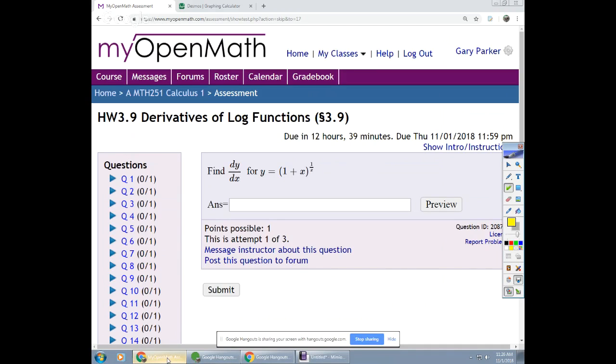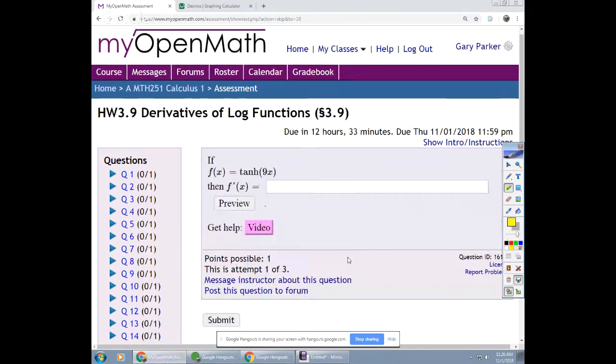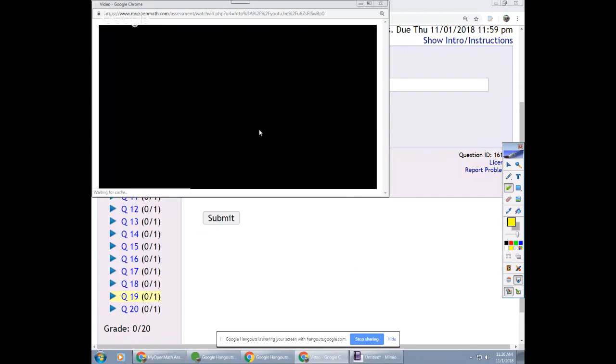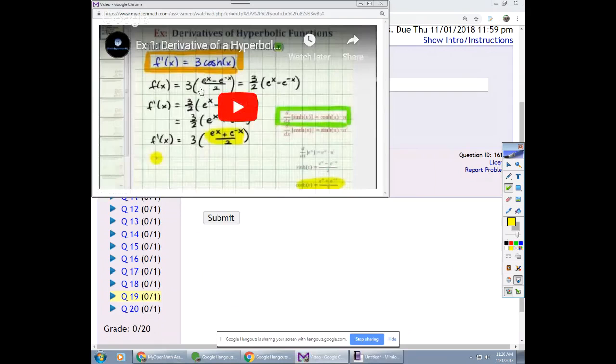Where are we? 19. So this tanh, you've probably not seen before, so my hope was you would all click on the video. Anyone click on the video? Okay, and the video just says what hyperbolic tangent means. So all hyperbolic functions are a collection of e to the x's in a certain way. So we just got to look up which one that is.